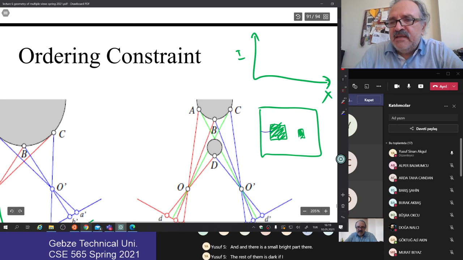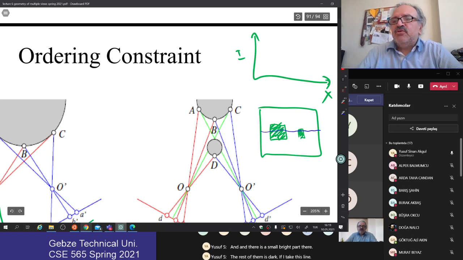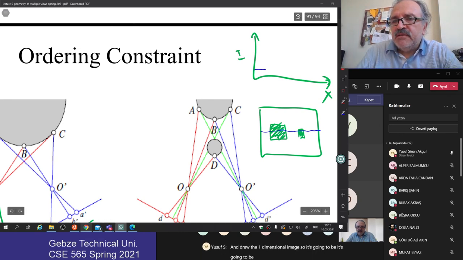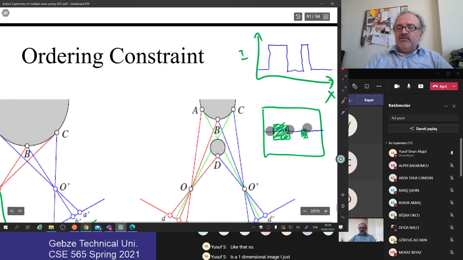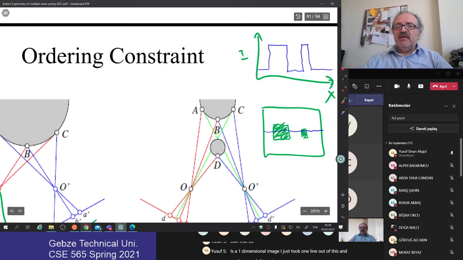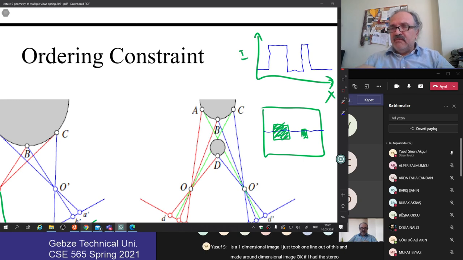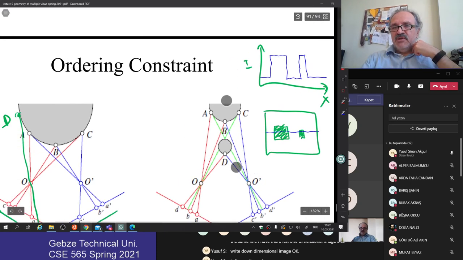If I take this line and draw the one-dimensional image, so it's going to be dark, dark, dark, and it is bright, bright, bright. It will come back dark, bright, like that. So as you see, this is a one-dimensional image. I just took one line out of this and made a one-dimensional image. Okay. If I have the stereo for the same line, I have the left one-dimensional image and right one-dimensional image.